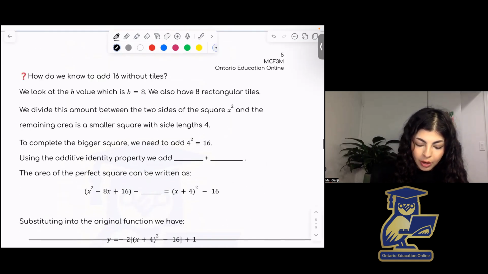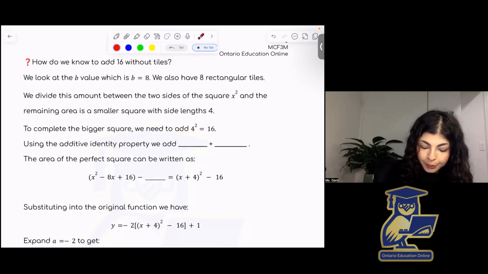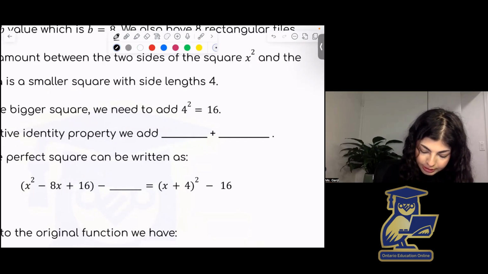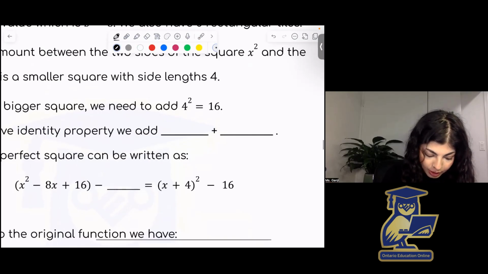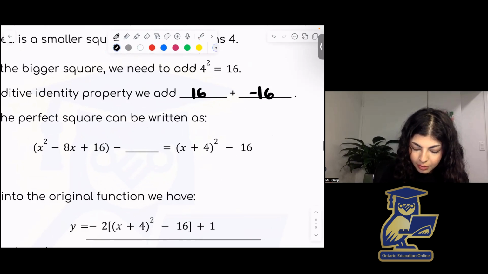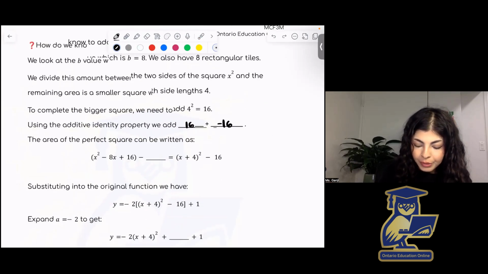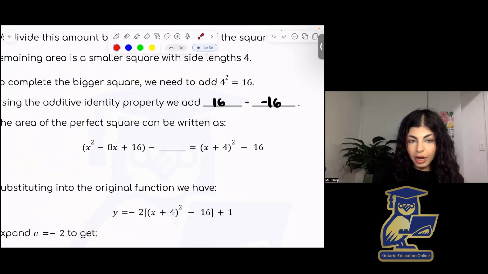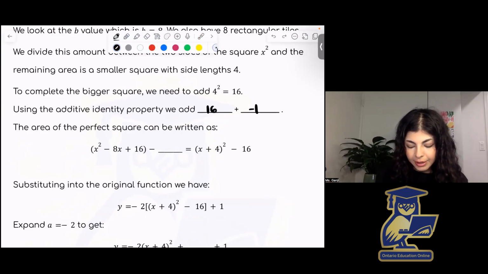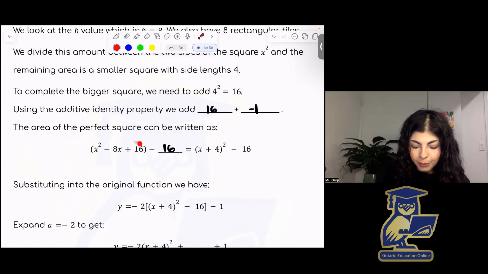And essentially, that's what we have written over here for us. So using the identity property here, we have added 16 and subtracted 16. Now we can use that to complete the square. So rewriting just the part of x squared minus 8x plus that 16 minus 16 here, the bracket becomes a perfect square. Oh, this should be negative 4.